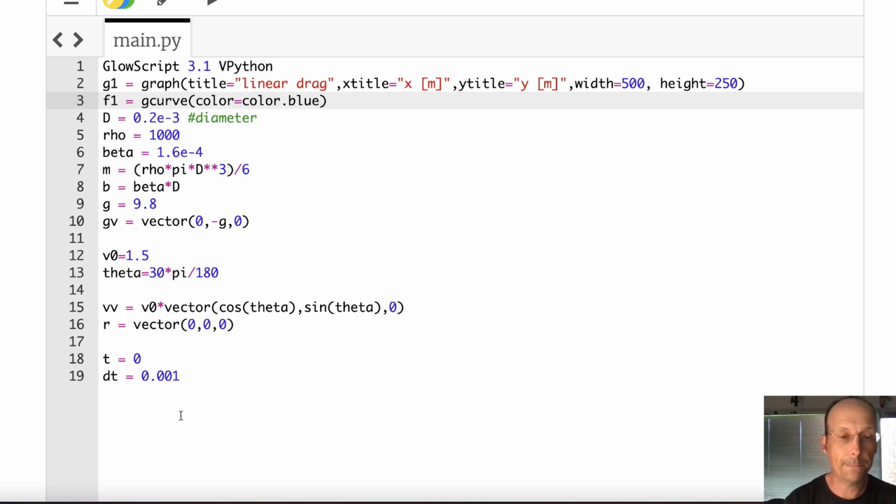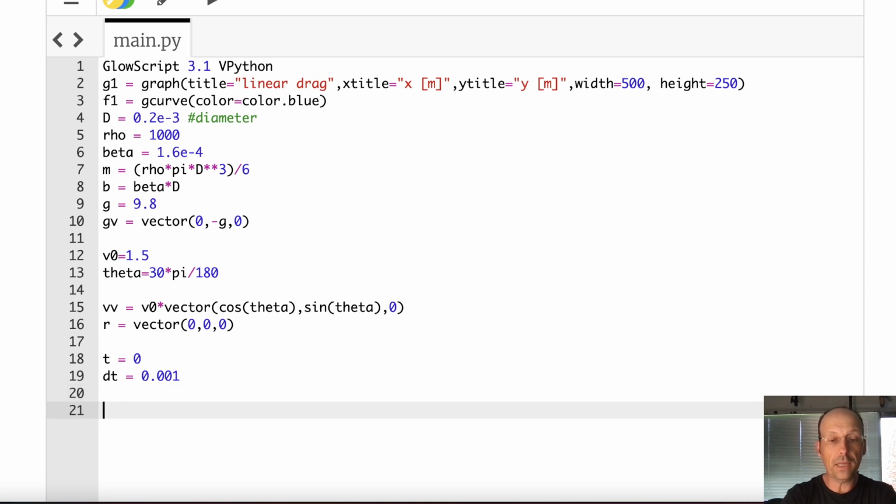So for the loop, I'm going to say while r.y is greater than or equal to 0, right? Because I want to shoot it from the ground until it gets back down to the ground. So it's going to start at 0, and I have to include 0 as a possible answer. Otherwise, it would say, oh, it's 0, I'm done. So I have to have greater than or equal to 0.